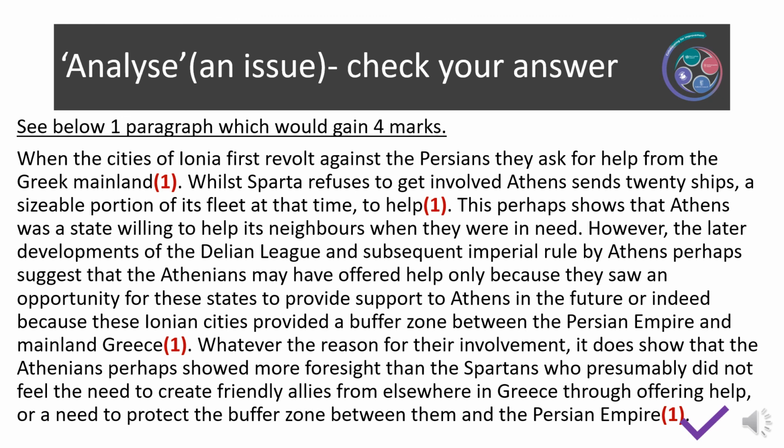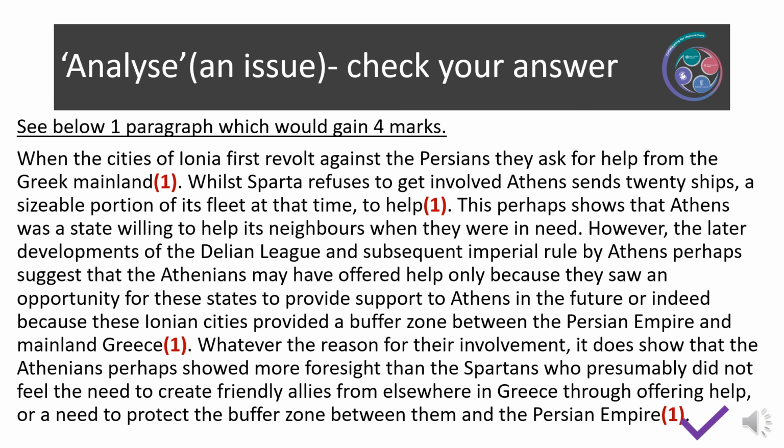Here is a partial response to your analyse an issue question. When the cities of Ionia first revolt against the Persians, they ask for help from the Greek mainland. While Sparta refuses to get involved, Athens sends 20 ships, a sizable portion of its fleet at that time, to help. This perhaps shows that Athens was a state willing to help its neighbours when they were in need.